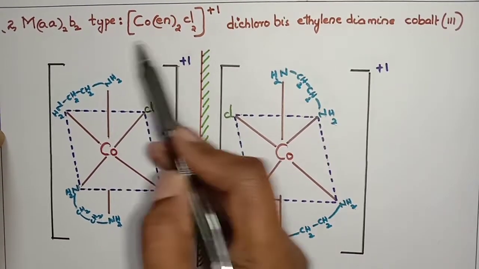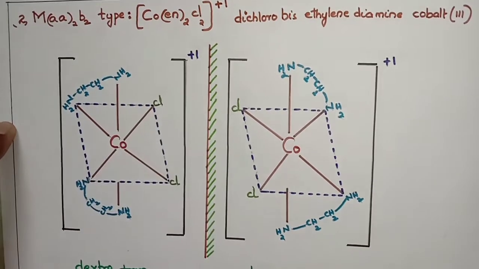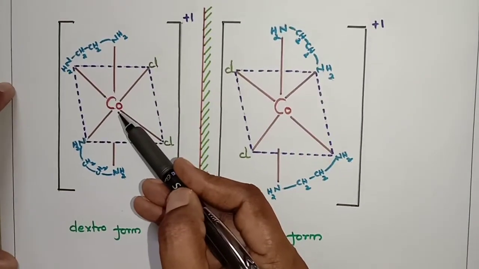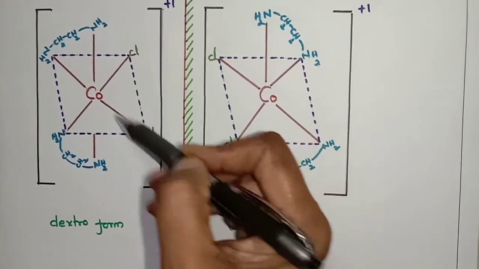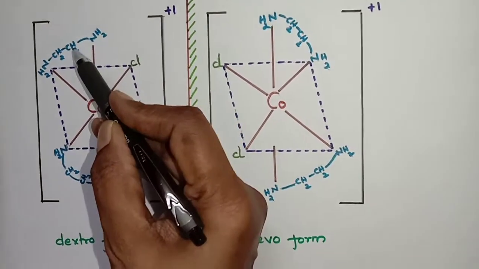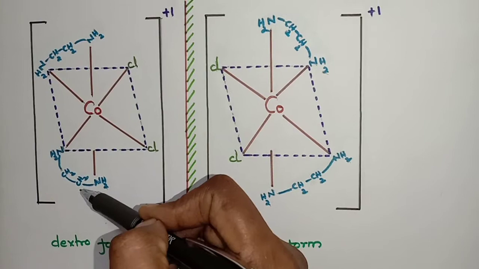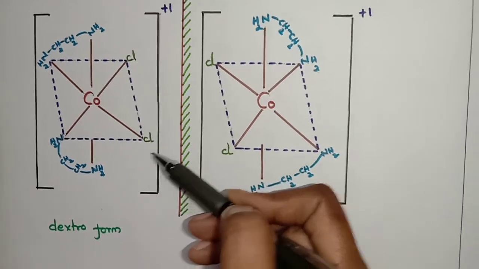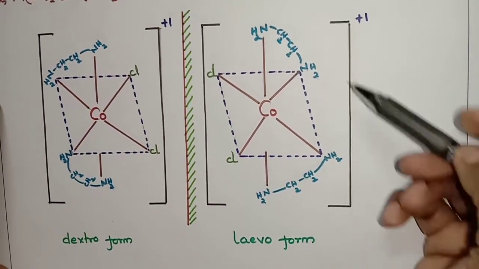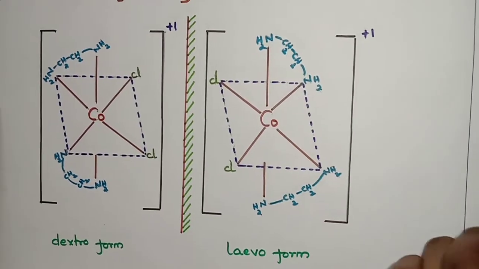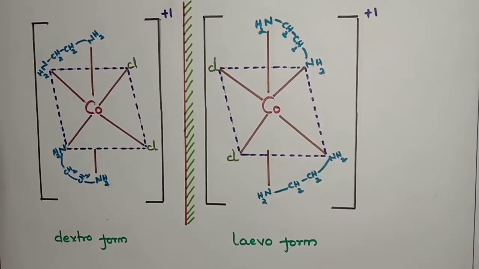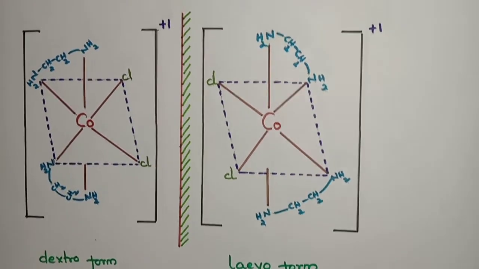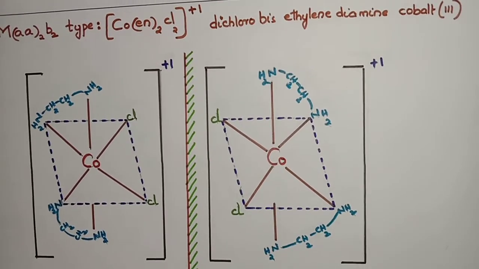This comes under the type M(AA)2B2. Okay, so observe the dextro and levo isomers of this type, students. Co, the central metal atom, 2 chloro groups and 2 ethylene diamine groups, NH2, CH2, CH2, NH2, and this is the other group. When a mirror is placed in front of this dextro form, we get the mirror image of this, which we call the levo form. Look here, students, in this form the 2 groups are on the right side, here they are on the left side. So left appears to be right and right appears to be left. This is under the M(AA)2B2 type. Okay, clear? Next.